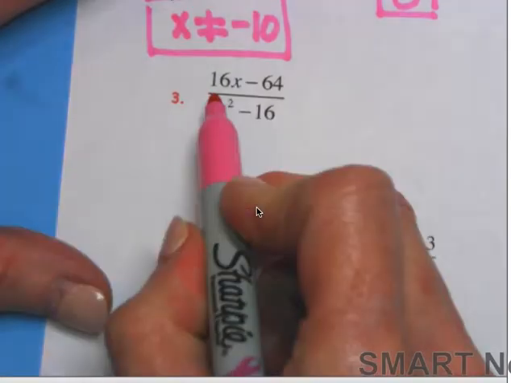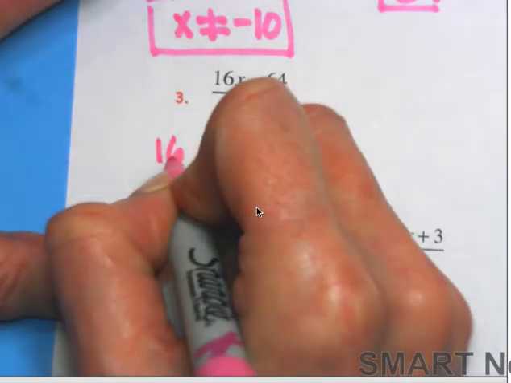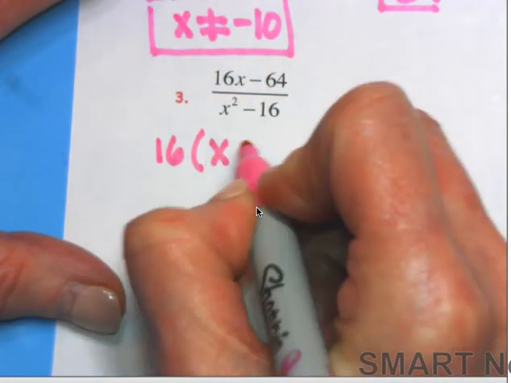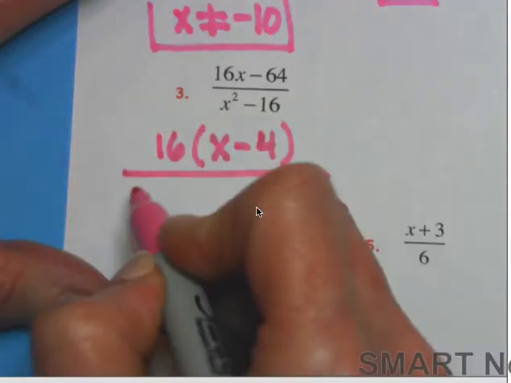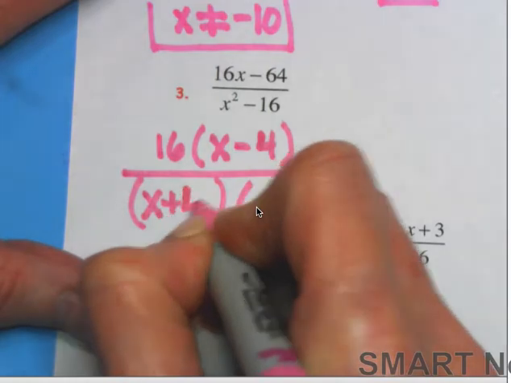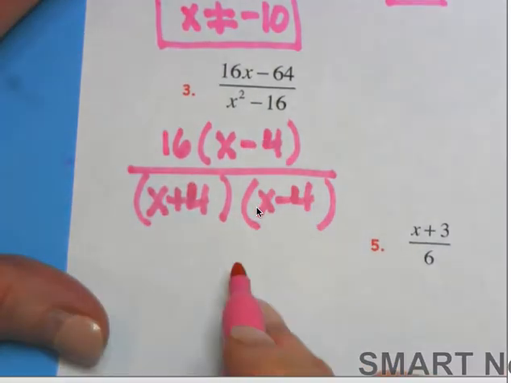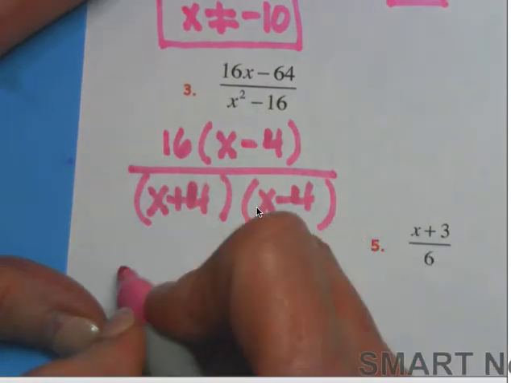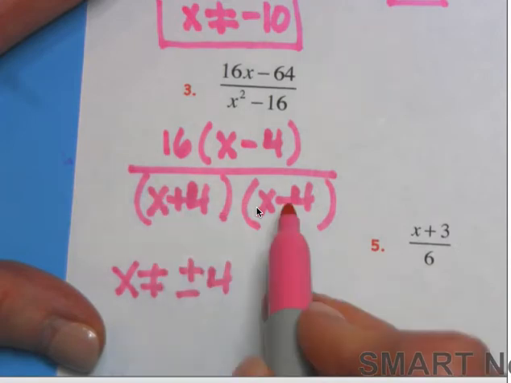In my numerator, 16 and 64, 16 is common to both. If I reverse distribute out 16, I'm left with x minus 4. And then my denominator is that difference of squares, x plus 4, x minus 4. So factor, list excluded values. X cannot equal positive or -4, and I'm only concerned with the denominator.